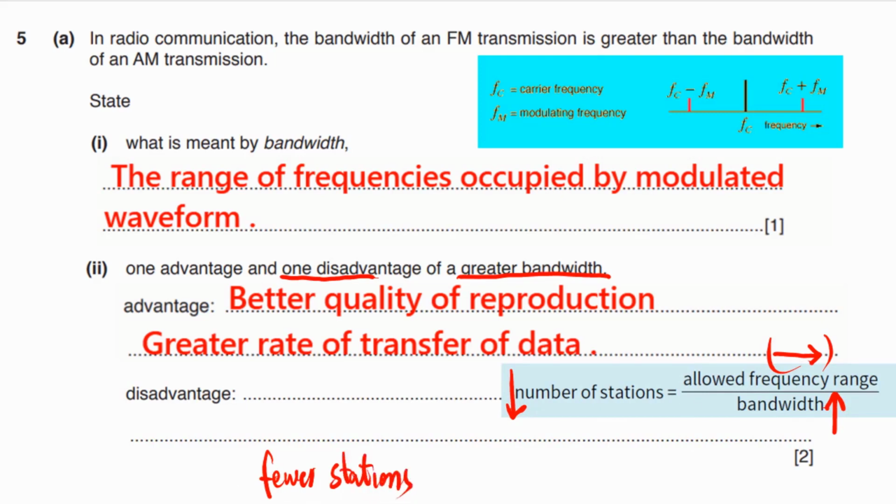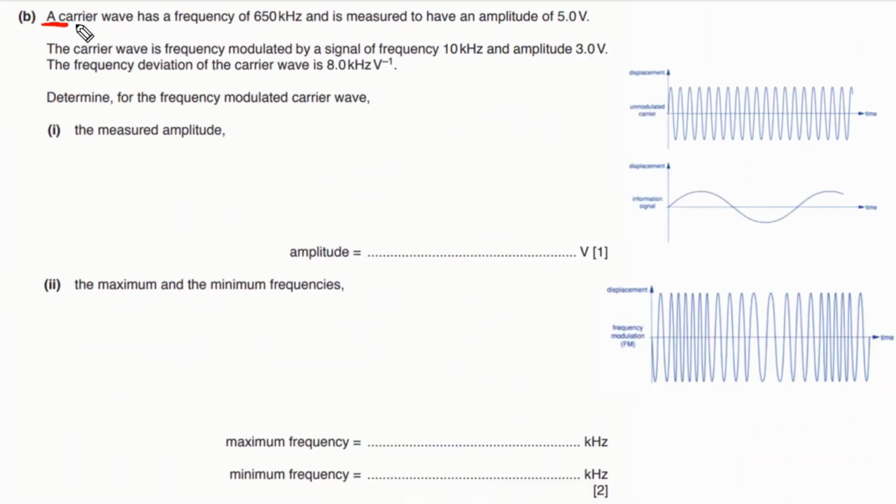So this is disadvantage. For part B, it is given to us that a carrier wave has a frequency of 650 kHz and amplitude of carrier wave is 5.0 volts. We can simply say amplitude of carrier wave is equal to AC and frequency of carrier wave is equal to FC. Question is telling us that the carrier wave is frequency modulated by a signal of frequency 10 kHz, and this is frequency of signal, and amplitude of signal is also given, that is equal to 3.0 volts. We can say this is amplitude of signal.